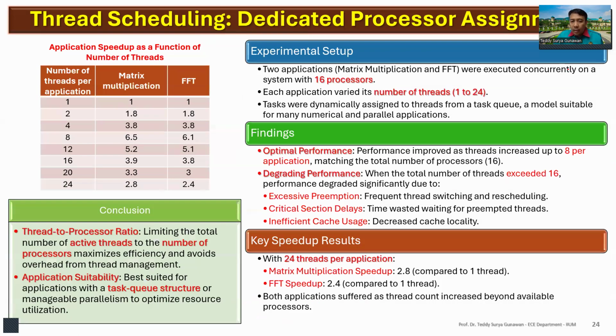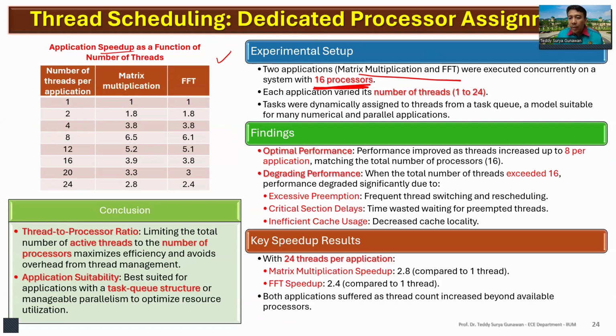Okay, so dedicated process assignment. Let's see the example here. This is the result: speed up versus number of threads per application. We have two applications, matrix multiplication and FFT, that are computationally intensive. It's not I/O intensive, but it is computationally intensive, on a 16 processor.